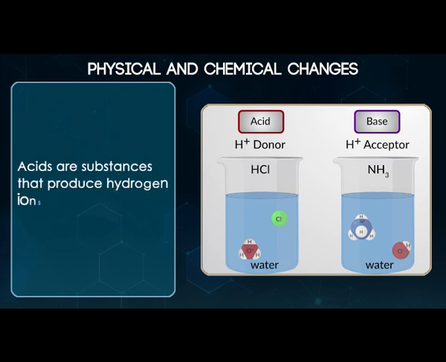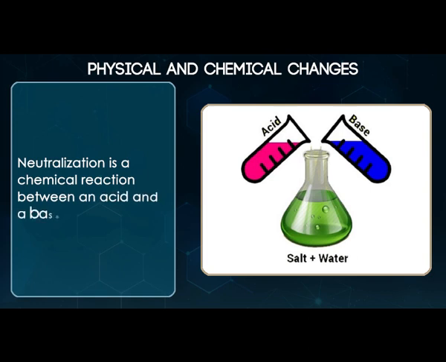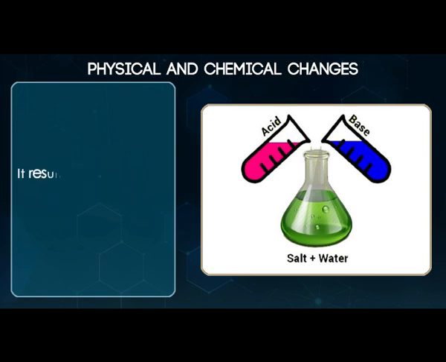Acids are substances that produce hydrogen ions in water. Bases are substances that produce hydroxide ions in water. Neutralization is a chemical reaction between an acid and a base. It results in the formation of salt and water.